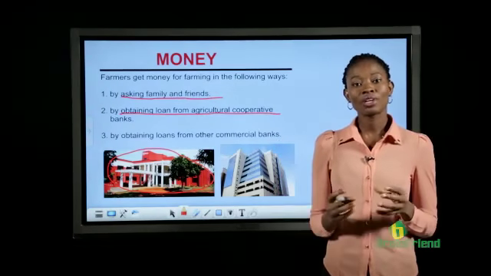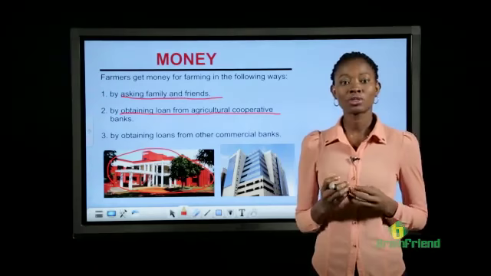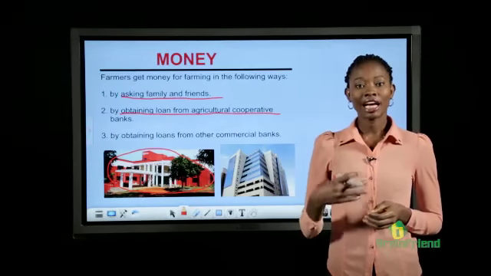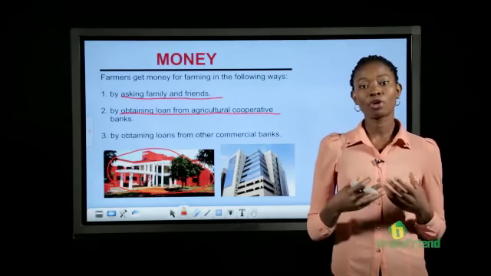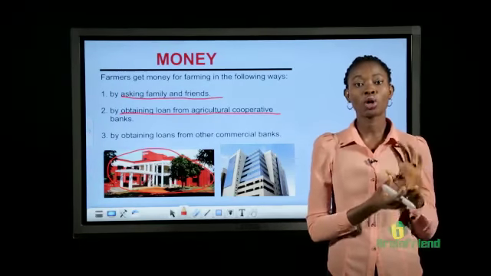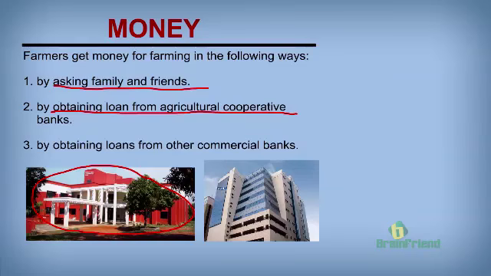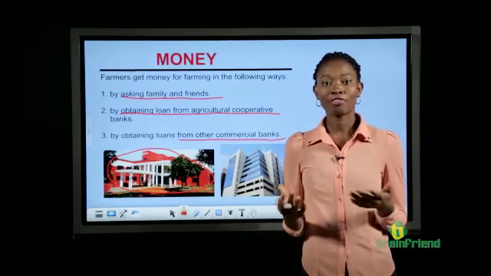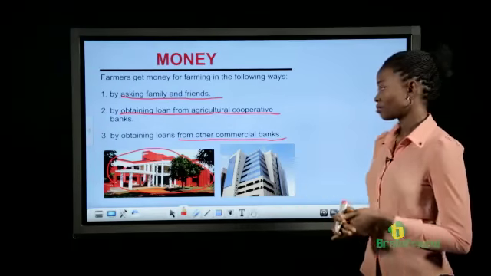Farmers also come together to form cooperative societies, whereby poor farmers that need money can also borrow money from such organizations or cooperatives. Another way to get money for agricultural production is by obtaining loans from other banks. In this case, these are not cooperative banks, they are other commercial banks. They could also provide loans for farming activities.